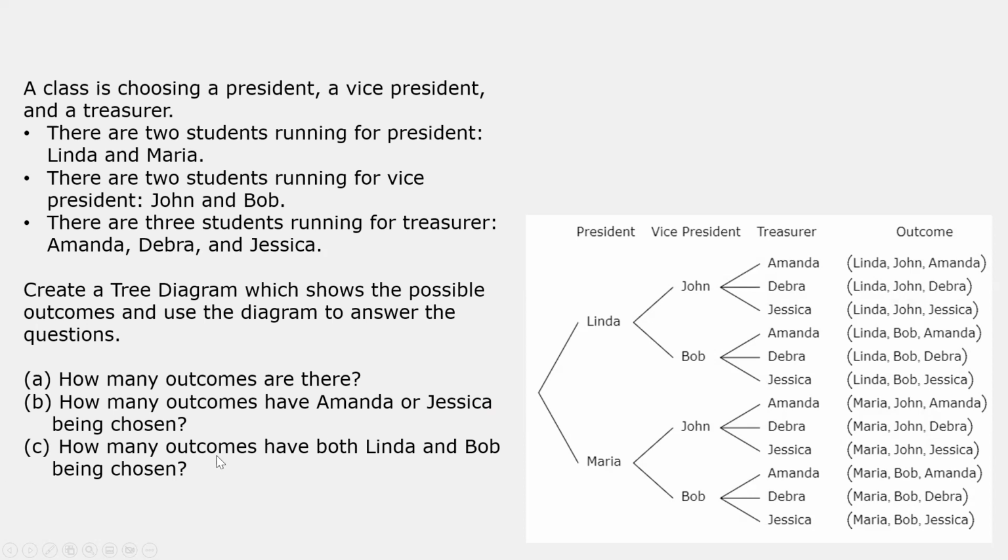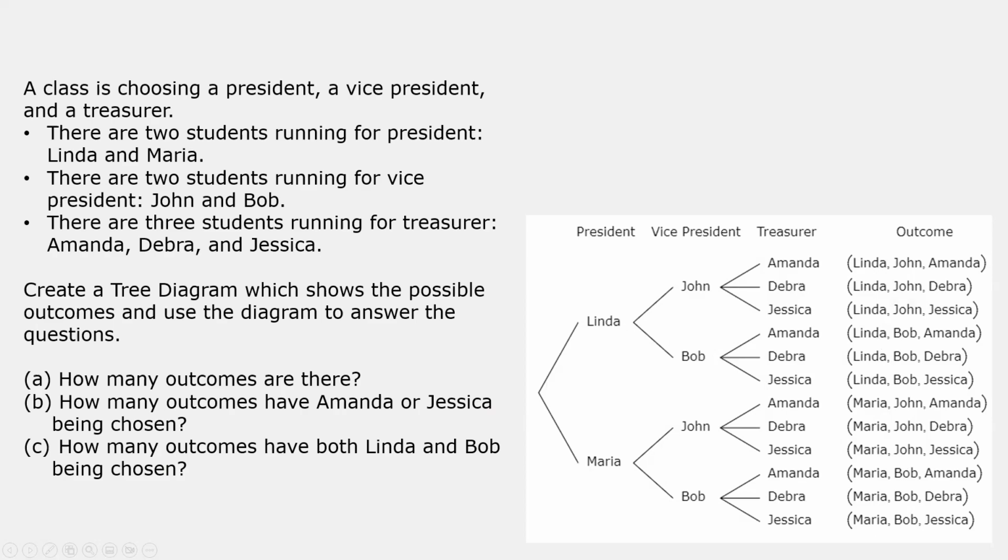Now, how many outcomes have both Linda and Bob? So now we're really looking at Linda, Bob, and then these choices. We're not looking at any of these other choices. We're just looking at Linda, Bob. There's only 3 of them. It's the 3 that have Linda, Bob, and then either Amanda, Deborah, or Jessica. So there's only 3 outcomes. Now this is asking for the number of outcomes. It could very well ask for what's the percent that Linda and Bob will be chosen. And then you could go, well, 3 out of 12 is the percent.